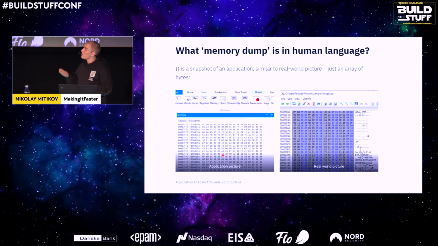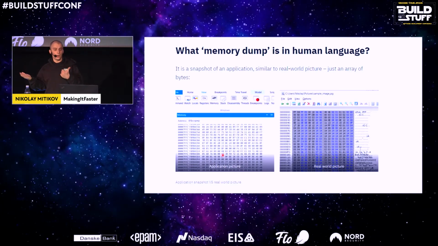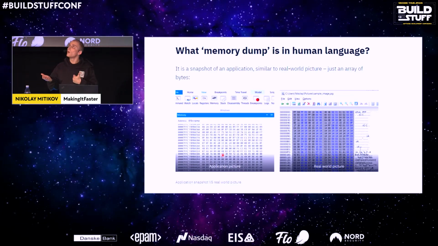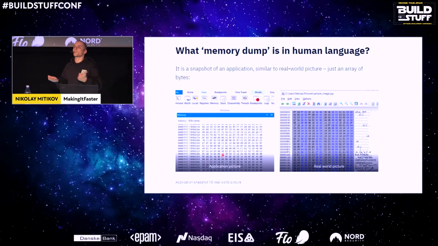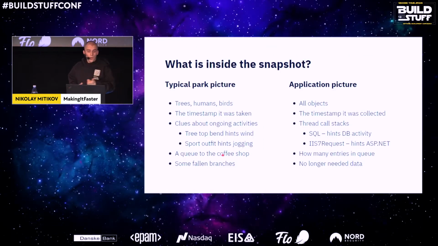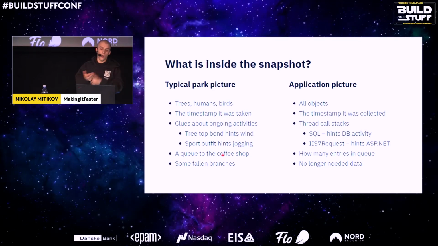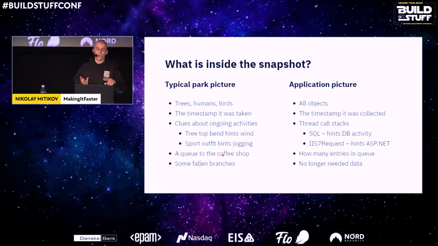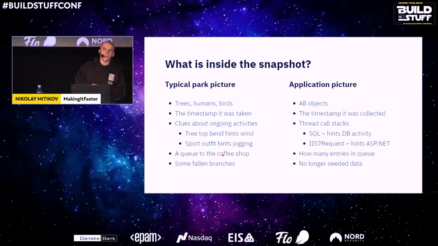And ladies and gentlemen, memory snapshot. On your right there is a memory snapshot, on your left there is a picture. Or the opposite way around, because actually it's just a sequence of bytes together, right? What can it show us? Everything that is inside the application: your objects, your threads, what they are doing, call stacks. Maybe you can see some sort of queuing in there.